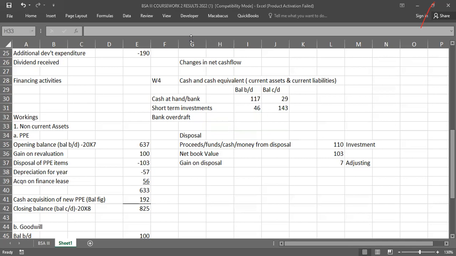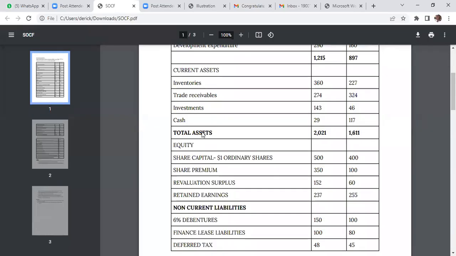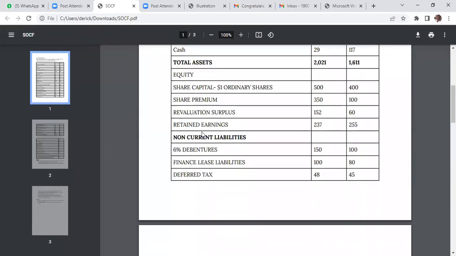Then we continue. Then you go to equity. Once you hear equity, you just know this is financing. So we had the ordinary shares. Whenever you have ordinary shares and share premium, you always advise to have one account and combine them. So let's see.